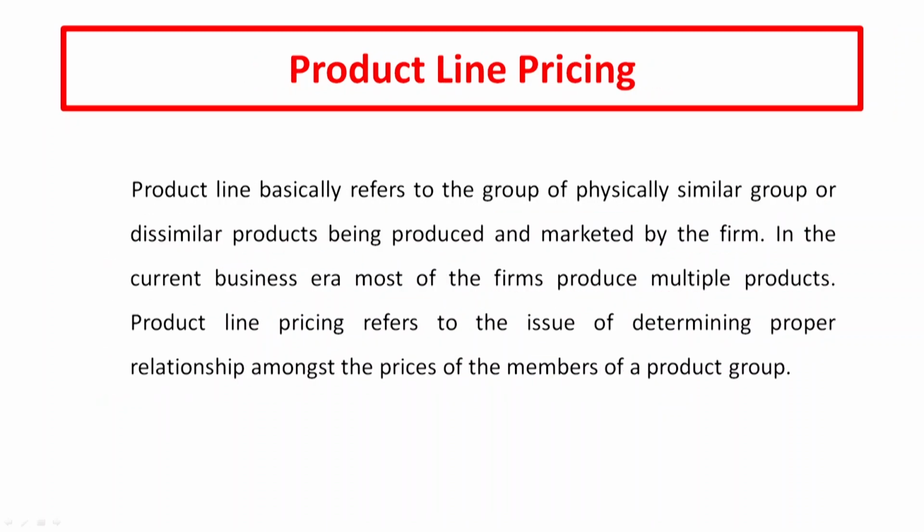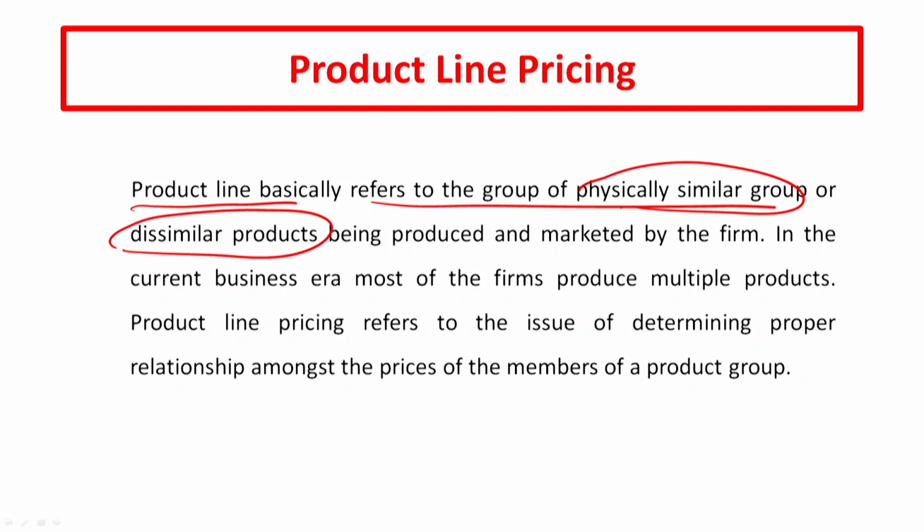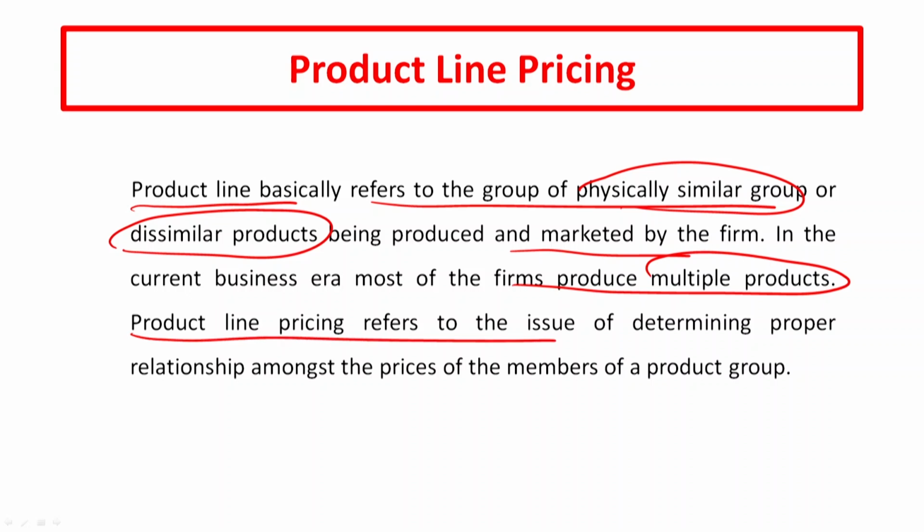Next is product line pricing. The product line basically refers to a group of physically similar or dissimilar products being produced and marketed by the firm. In the current business era, most of the firms produce multiple products. So according to the multiple products, you should be having the cost. Product line pricing refers to the issue of determining proper relationship among the prices of the members of the product group, which means whatever products you are producing, you should be having prices of them accordingly. So that is the meaning of product line pricing.